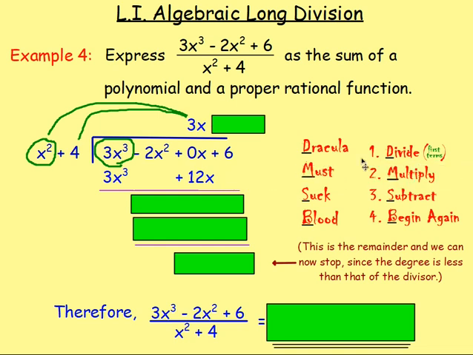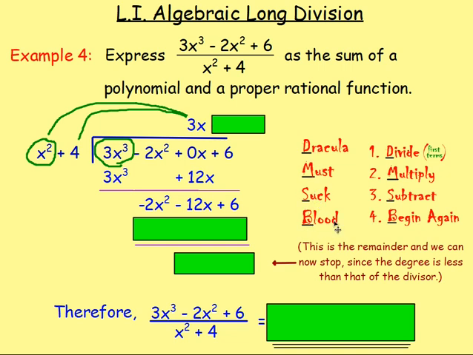From there, well, Dracula must, we've multiplied out, and because we've got two lines, we draw a line and we now subtract. So subtracting here, 3x cubed take away 3x cubed is 0x cubed, it's just 0, don't bother writing it. Remember, the first term should always cancel out. If they don't, you've made a mistake. Negative 2x squared, take away 0, it's just negative 2x squared. 0 take away 12x is negative 12x, and 6 take away 0 is just 6. So we have subtracted.